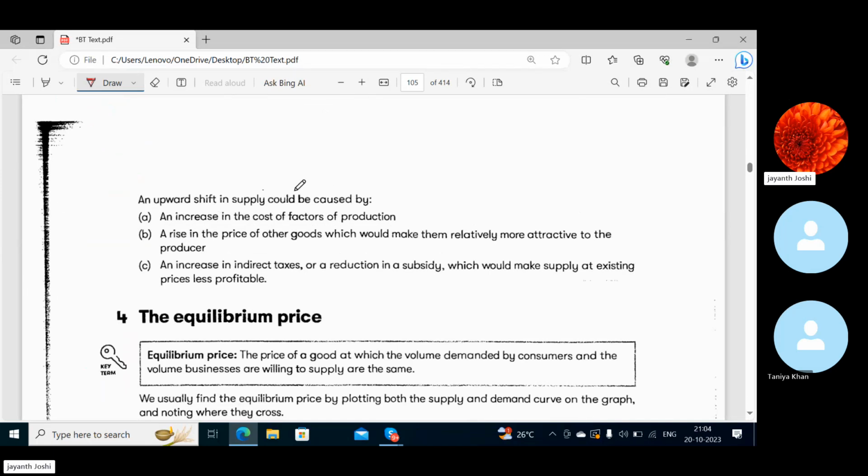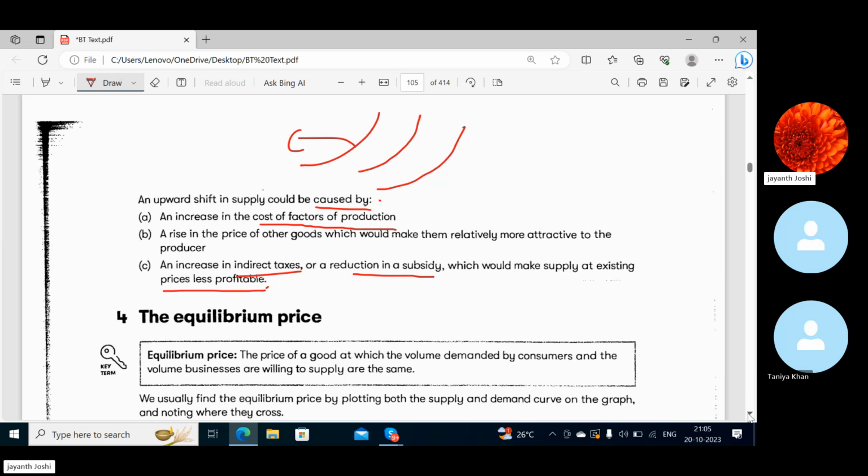So an upward shift could be caused by what? An increase in the cost of factors of production. See, this is the normal curve. This is the downward shift. This is the upward shift. Already discussed. Upward shift means less supply because of the increase in the cost of factors of production. If the goods are costly for them, they'll supply less, right? And it becomes less attractive for them to supply. And if taxes increase, if taxes are high, or if the subsidy has been reduced, it makes things less profitable for them, so they'll supply less.